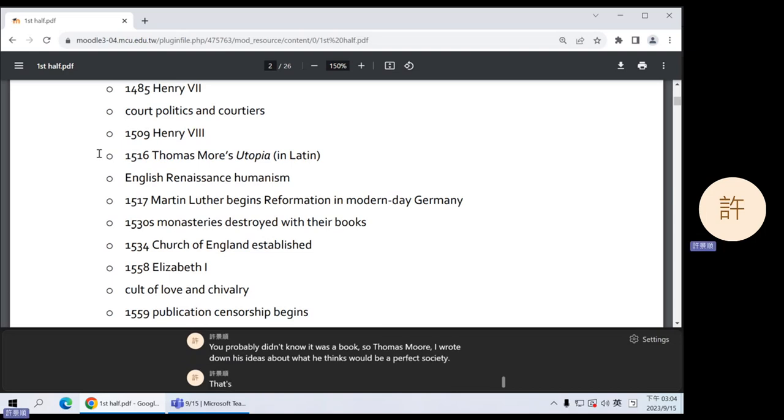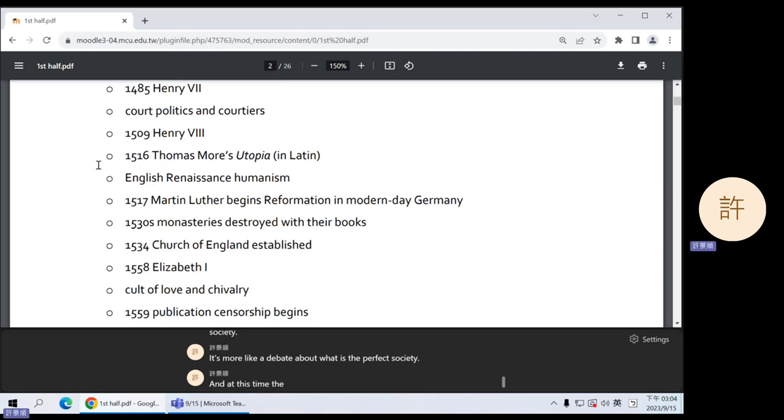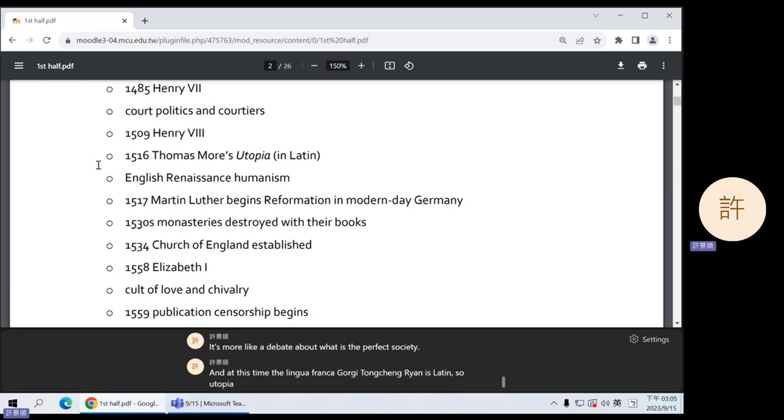That's one half of the book. And this is where it gets interesting. The other half of the book is his friend argues with him about why this is not a good society. So even from the beginning, the idea of utopia is not a simple perfect society. It's more like a debate about what is the perfect society. And at this time, the lingua franca, the international common language, is Latin. So Utopia was written in Latin and only later translated back into English.